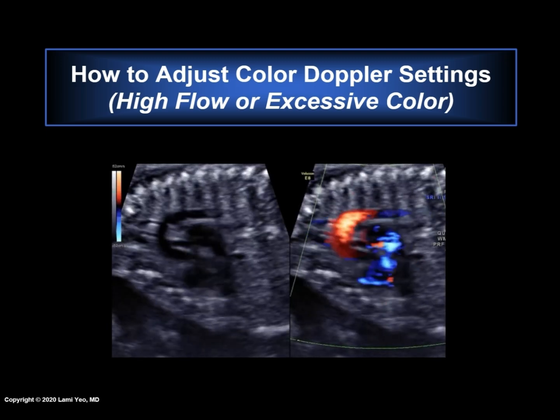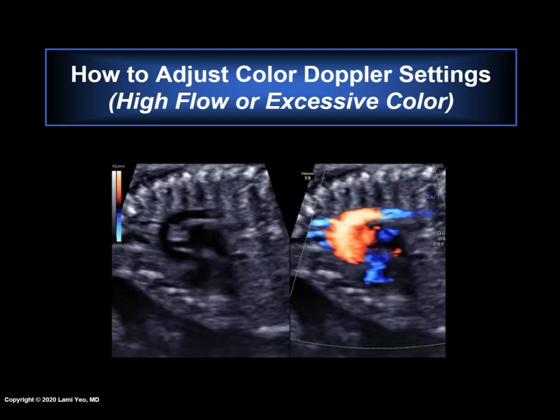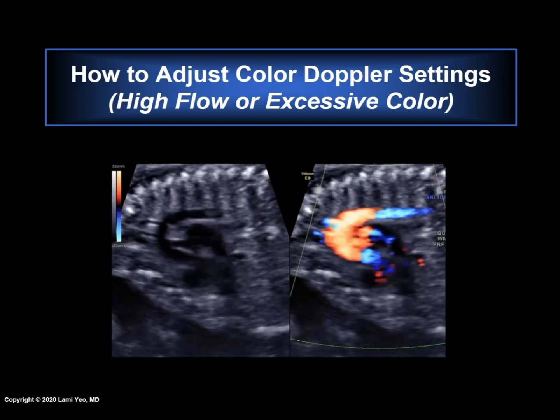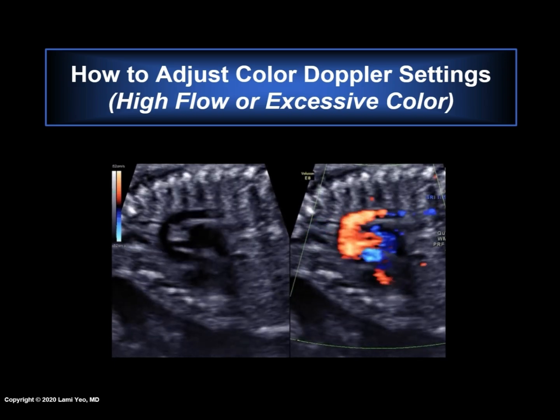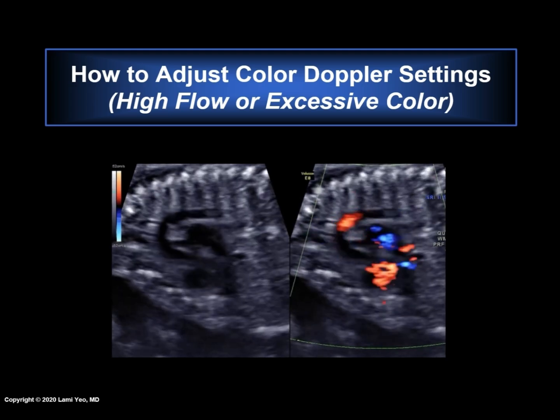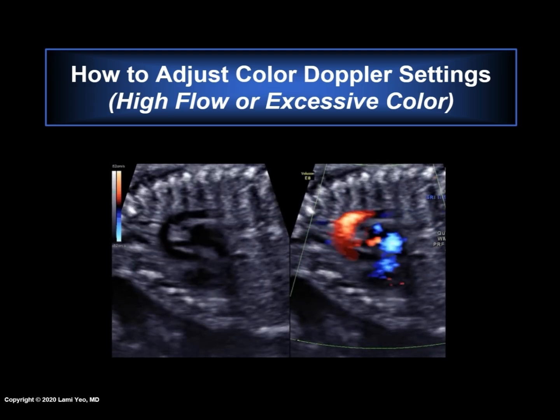This is the fetal aortic arch, but with excessive color Doppler flow. The PRF is appropriate at 52 centimeters per second. Therefore, the color flow can be improved by decreasing the gain.